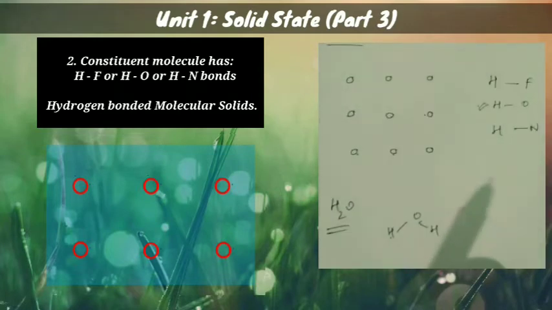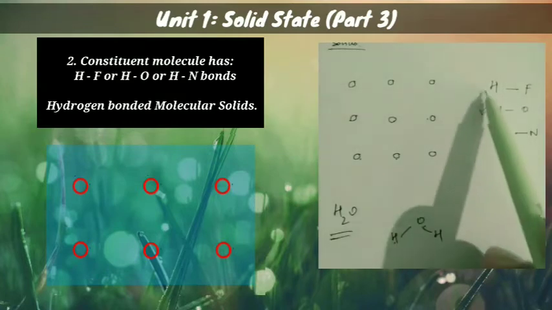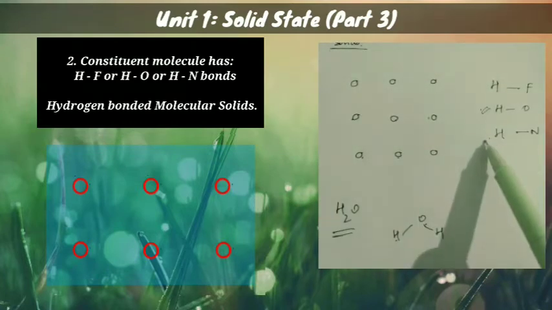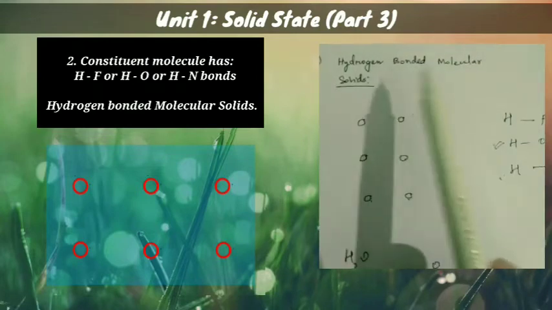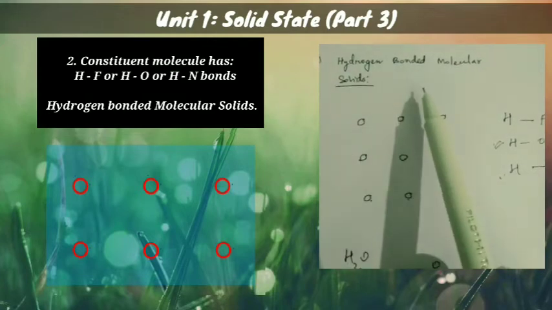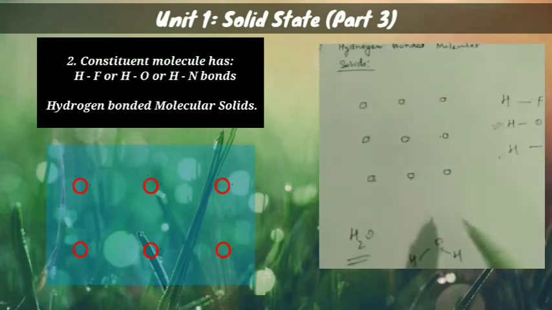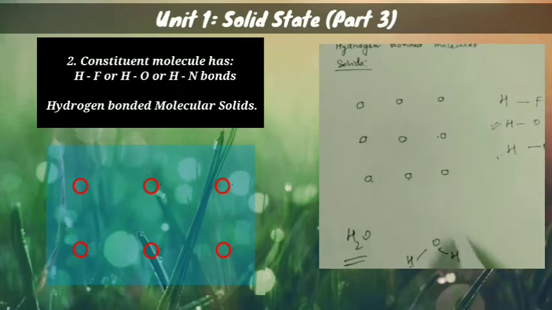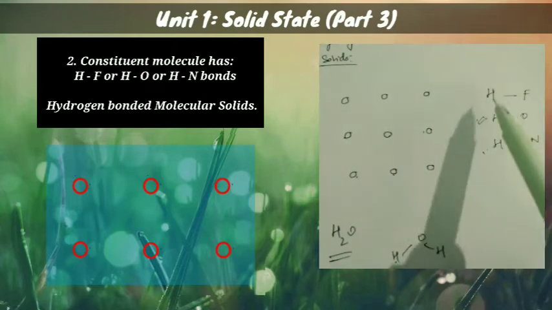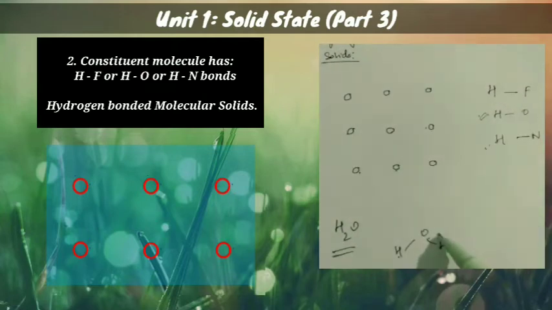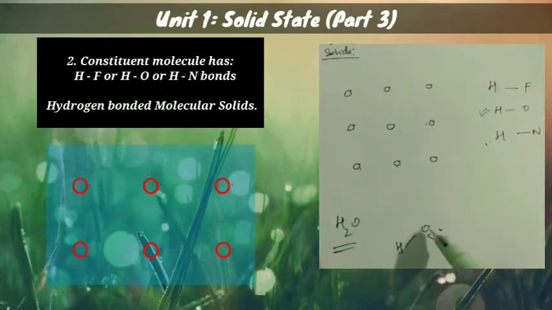So first of all, what is the condition? The condition is that the constituent particle must have a molecule which must have any one of these three bonds. Clear? So a hydrogen bonded molecular solid can be defined like this: hydrogen bonded molecular solids are those crystalline solids in which the constituent particles are made of molecules, and the molecules must have a bond amongst them. Understand? This is the example now, water.